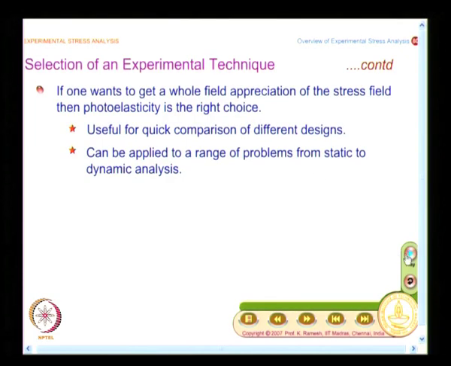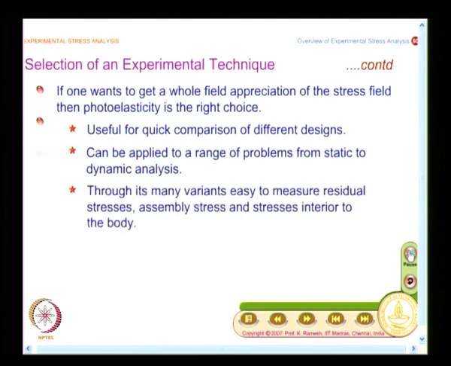And again, this can also be applied from static to dynamic analysis, and you have many variants of photoelasticity. They can be selected for measuring residual stresses, they can also be used for assembly stresses, and most importantly stresses interior to the body. Anything interior, whether you want to do it on the human body, if you want to do a heart surgery, it is much more complicated than what you can do on the surface.